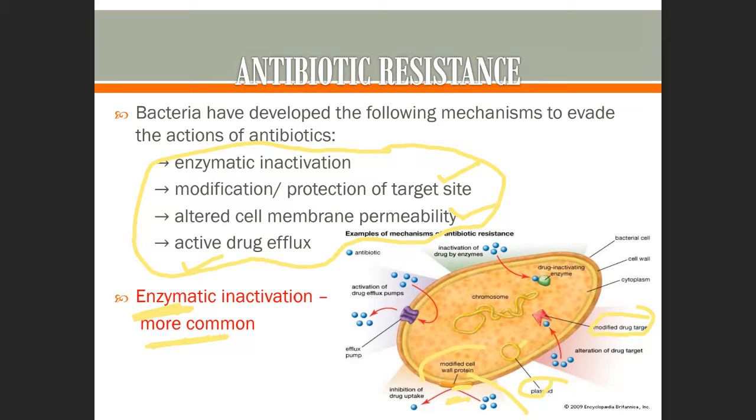Okay, and the next one is active drug efflux. What is drug efflux? The drug will go inside the cell and then immediately come out by another pump called the efflux pump. So these are a few different ways the antibiotic, in the bacterial cell, is getting resistance.